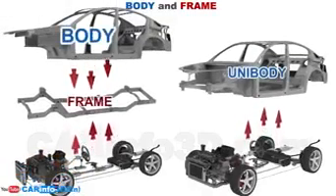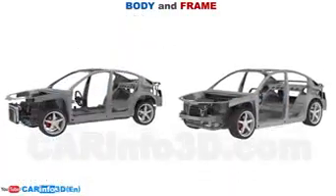The unibody combines the function of the body and the frame. Most modern cars use this type of construction. Body-on-frame vehicles are much rarer and primarily comprise off-road SUVs.